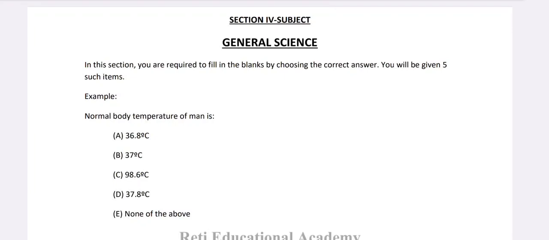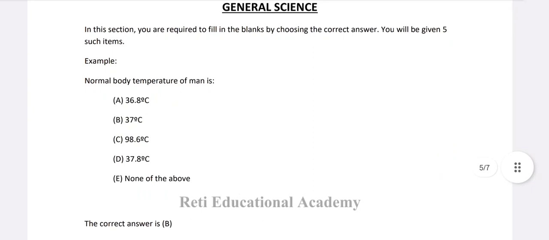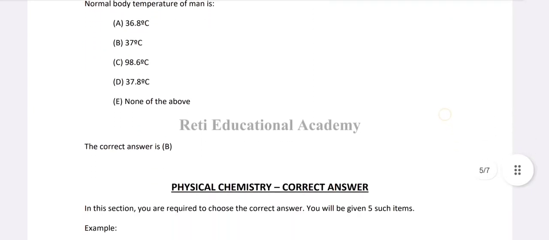Normal body temperature of a man is: 36.8 Celsius, 37 Celsius, 98.6 Celsius, 37.8 Celsius. And the right option is B, 37 Celsius.